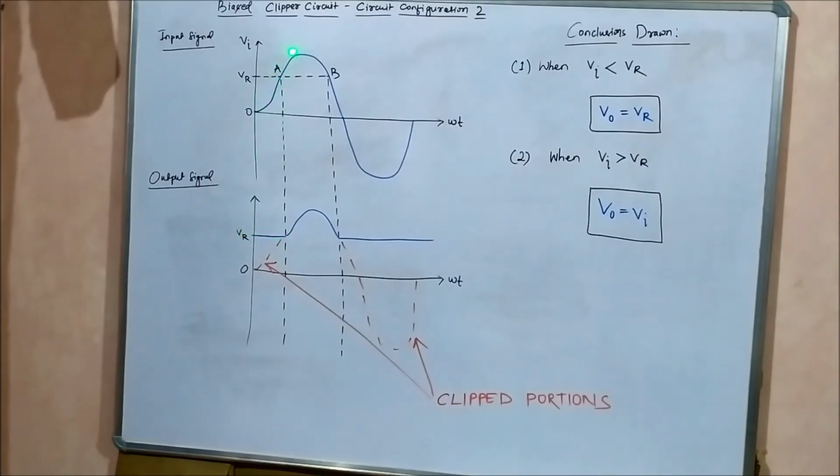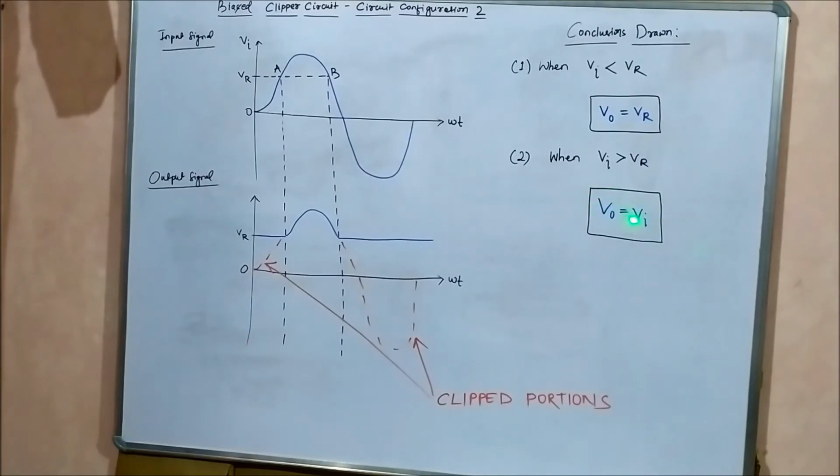Now from point A to point B, the input voltage lies above the reference voltage Vr. From A to B, the input voltage is above Vr. It means the input voltage is greater than Vr. So in that case, the output is equal to the input.